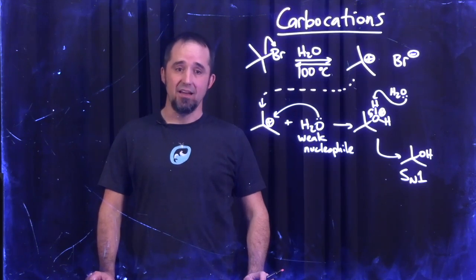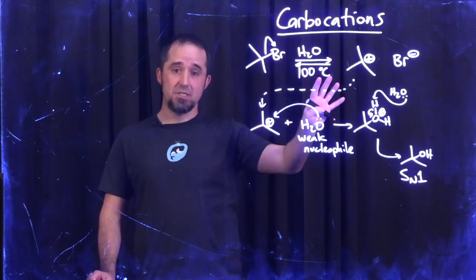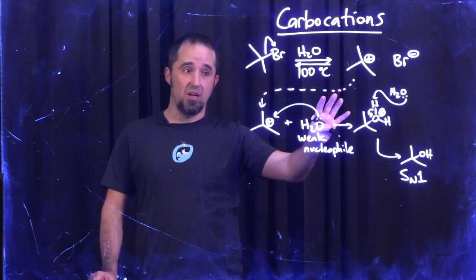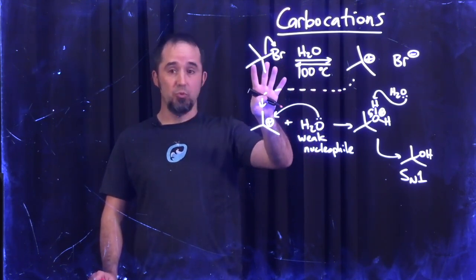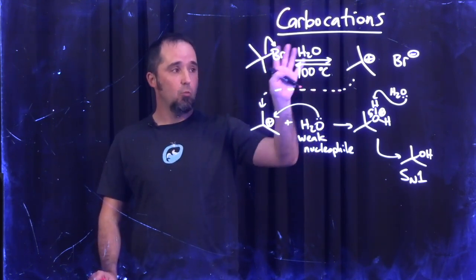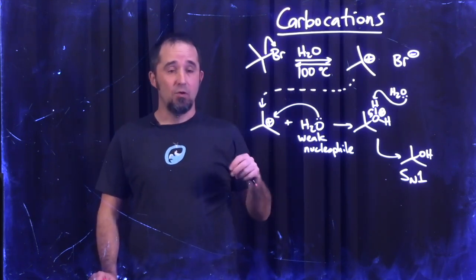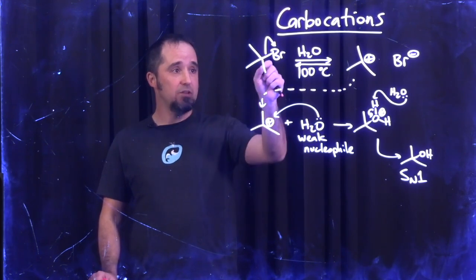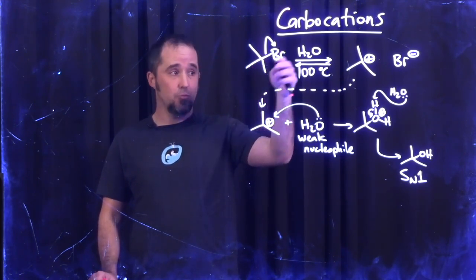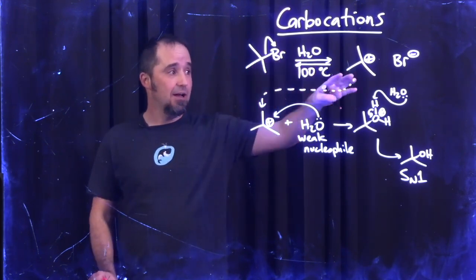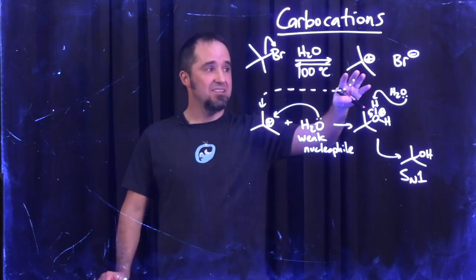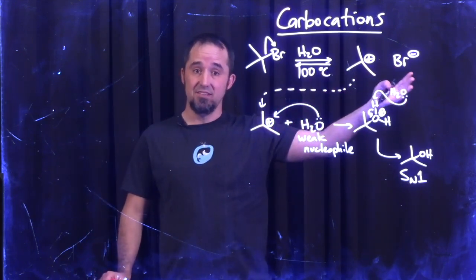Back to carbocations. So here we go. This is the material that we just covered in the last video. Imagine I have this tert-butyl bromide and I put it in water, probably heat it up, although I don't really have to. What's going to happen is that I'm going to break this bond with some of that heat energy. I can do that because both of these ions are relatively stable.